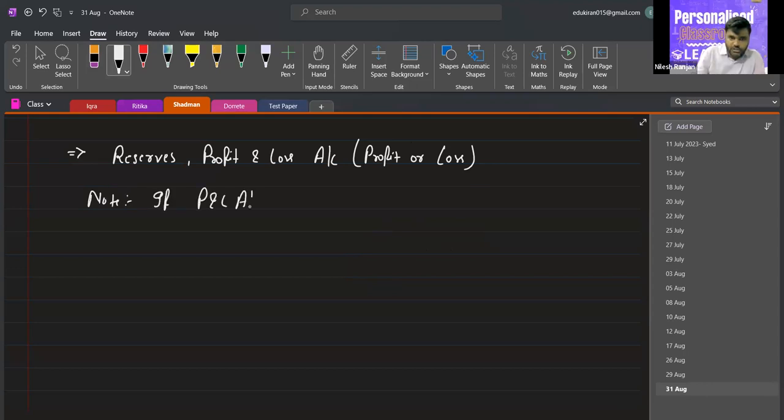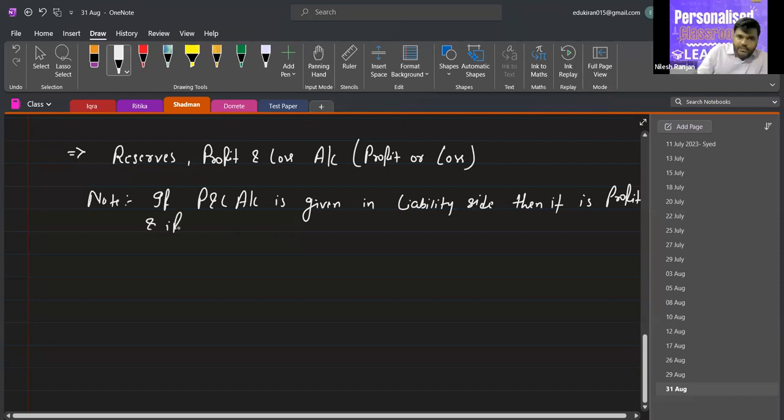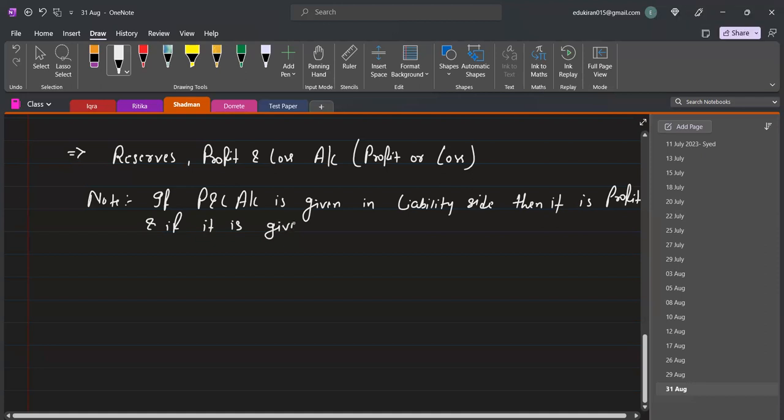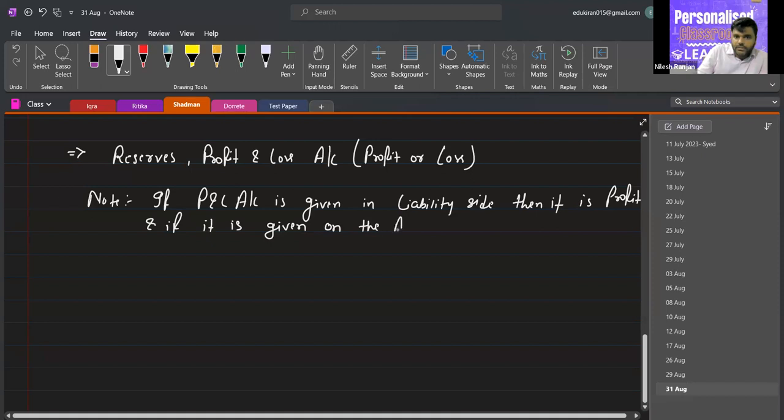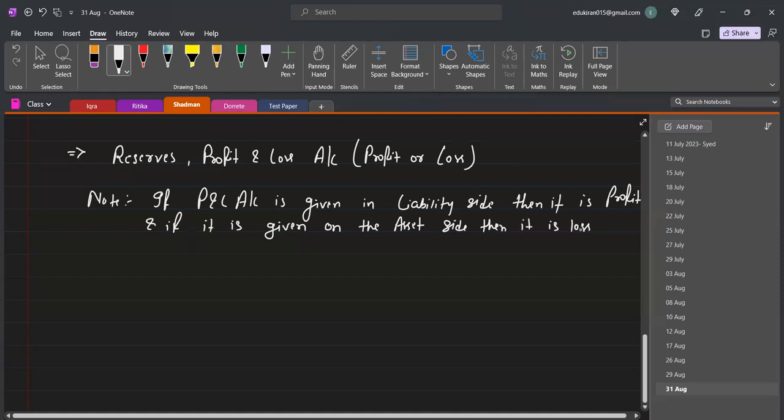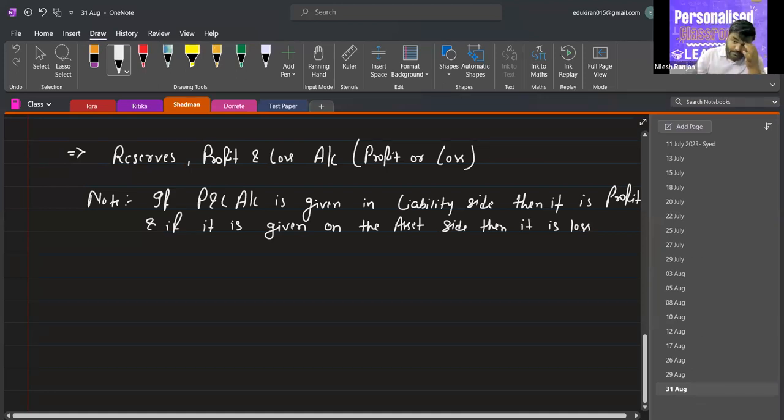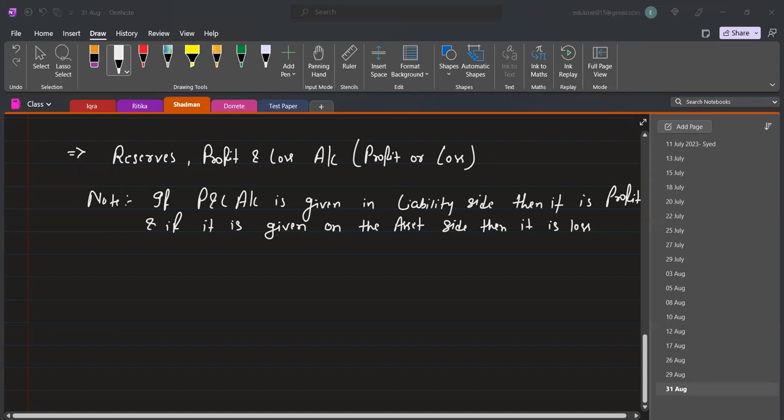If profit and loss account is shown under liability side, then it is profit. And if it is given on the asset side, then it is loss. Okay. Please write this. Don't take a screenshot of this. Yes, sir.